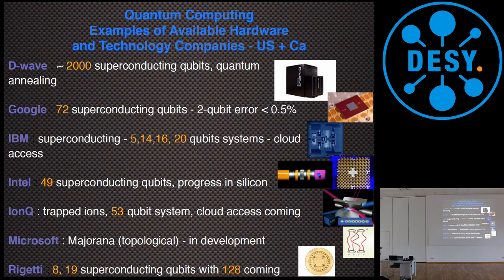If you look at what is currently available, the D-Wave annealing machines typically have about 2,000 superconducting qubits. Google has a 72 qubit chip available. IBM has a range of QPUs that can be used through the cloud. Intel is working on both superconducting qubits and making progress in silicon. IonQ, with trapped ions, has a 53 qubit system with a promise of cloud access coming soon. Microsoft is working on Majorana topological qubits, which are in development. And Rigetti has a number of systems, this number's out of date, these are now bigger numbers, with the potential of 128.